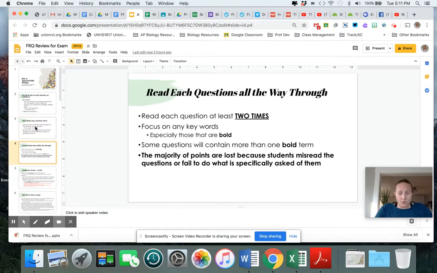Read the question at least 2 times. You guys know from your tests that sometimes when you read it the first time, you realize that's not what you thought it was asking. So it doesn't hurt to read it through a couple times and make sure you're looking for those focus words, like the words that I put in bold, justify, explain, so you can search out what you're looking for.